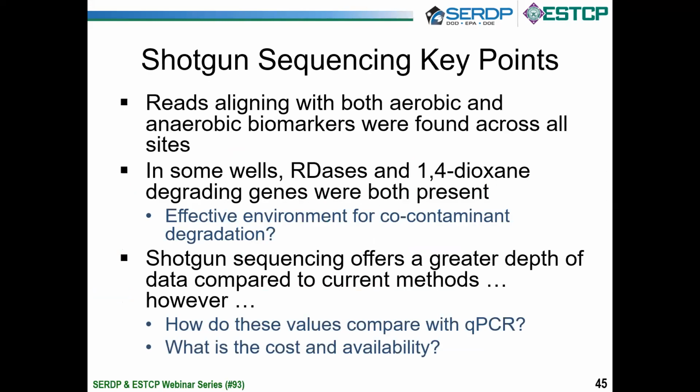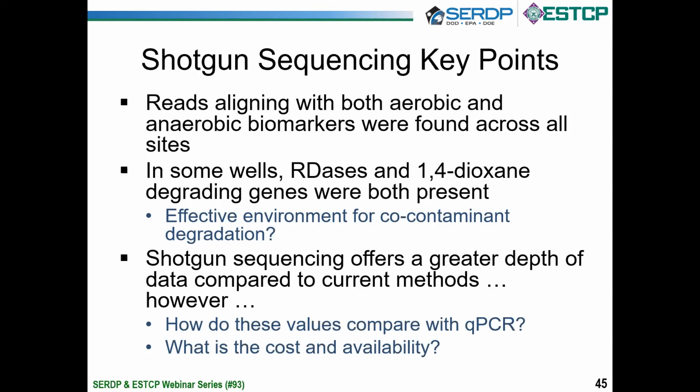Some key points then regarding the shotgun sequencing data. It was interesting to note that reads aligning to both aerobic as well as anaerobic biomarkers were detected across all sites, although the relative abundance values were higher for the reductive dehalogenases. In some cases, reads aligning to both reductive dehalogenases and 1,4-dioxane were present. This could suggest the ability of these communities to degrade both contaminants if the correct conditions were created.